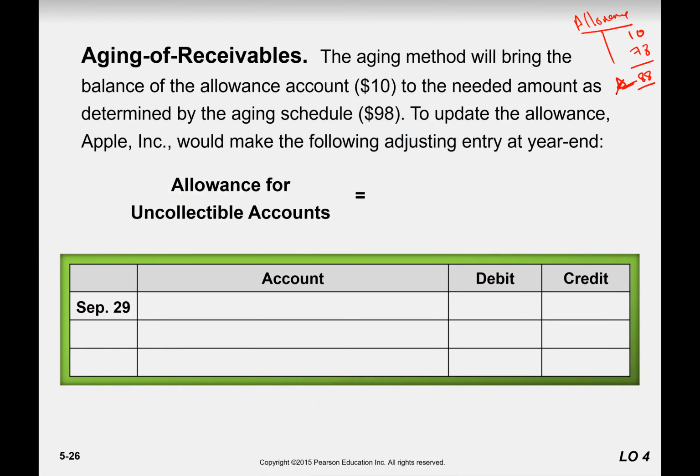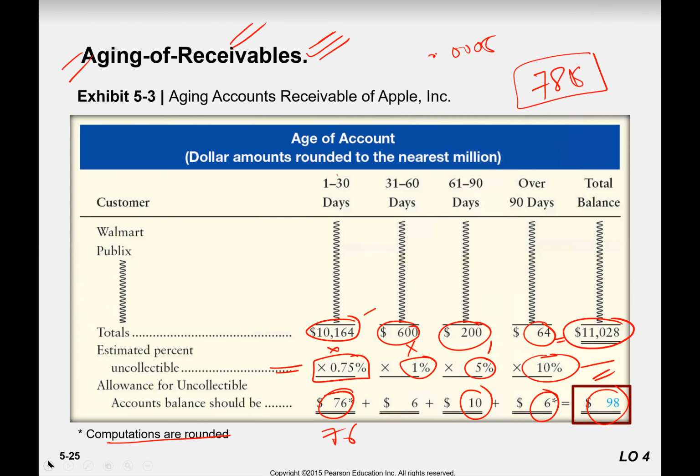This figure, not this figure. In the percentage of sale method, we find the method is giving us this figure, but aging will give you the total balance of the allowance for uncollectible debt. Right? Here we go. Let me just clarify for you here.